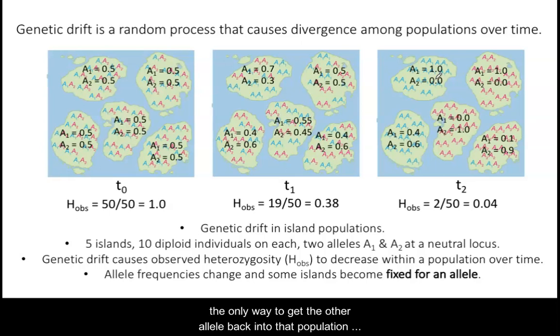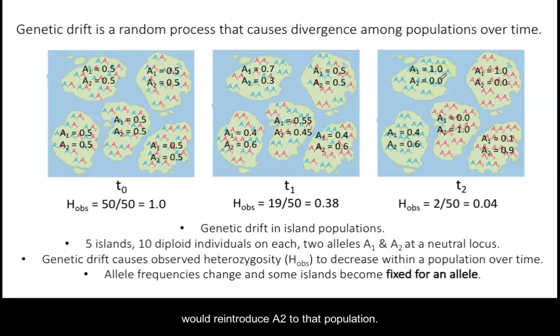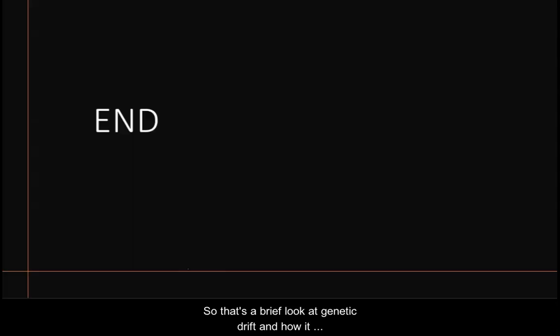The only way to get the other allele back into that population would be through a migration event. For example, if an individual came from this island over to this island and introduced the A2 allele through gene flow, then that allele would be reintroduced into that population. So that's a brief look at genetic drift and how it changes allele frequencies in populations over time.